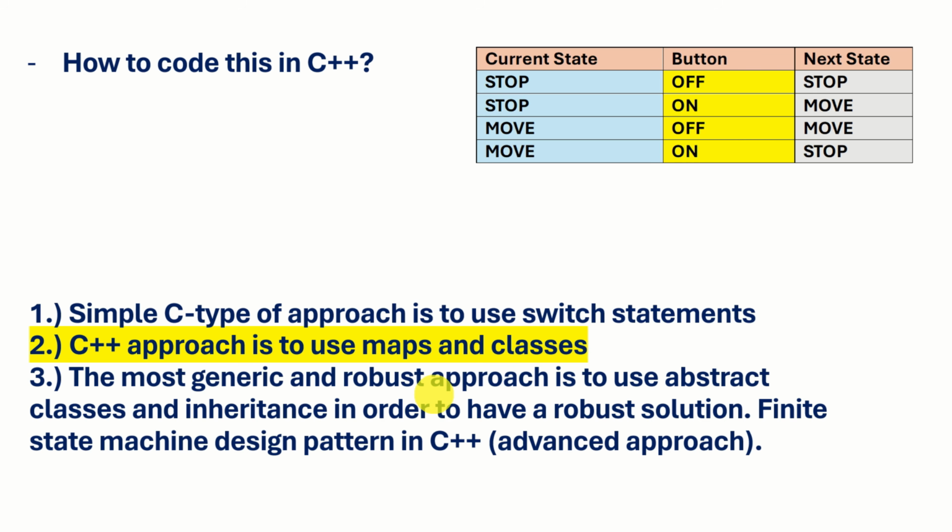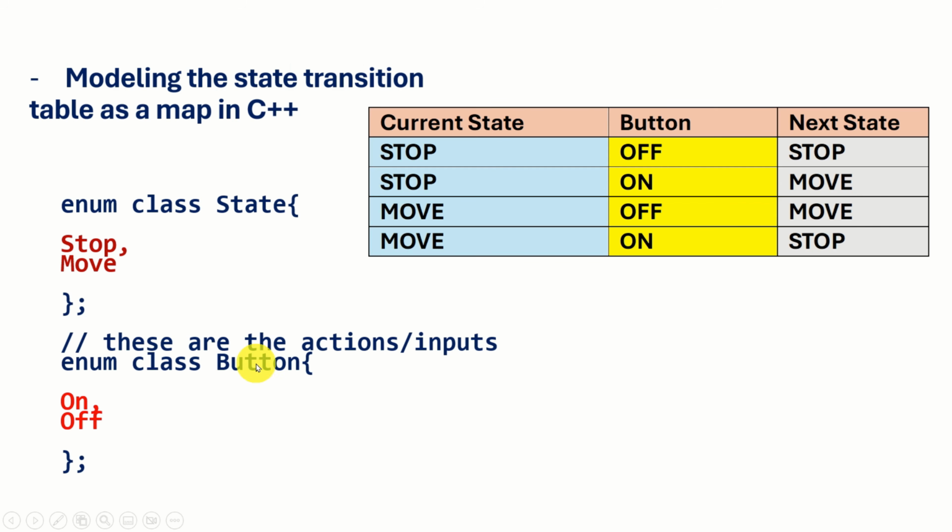And the third approach, which is the most generic and the most robust approach, is to use abstract classes and inheritance in order to have a robust solution. This is known as the finite-state machine design pattern in C++. This is an advanced approach, however, we will also cover it in future video tutorials. So let's briefly explain the main idea of the C++ implementation, and then let's start with coding.